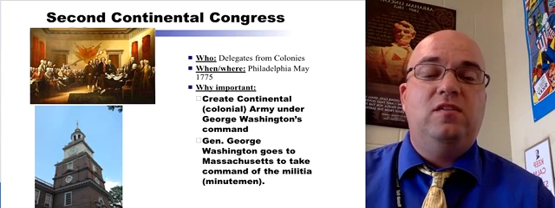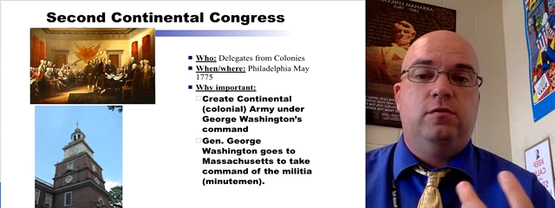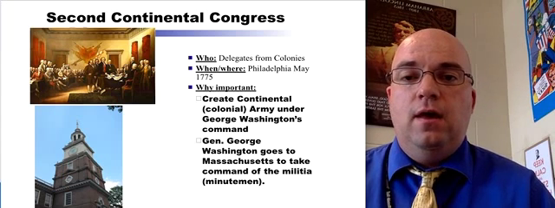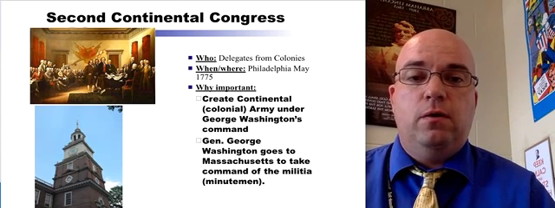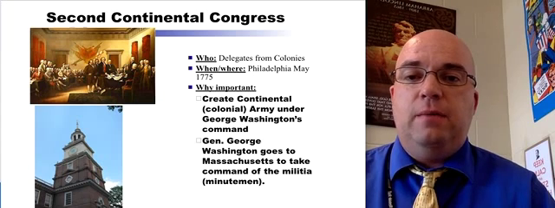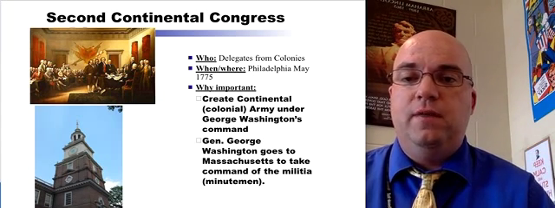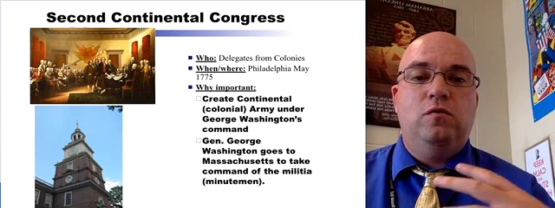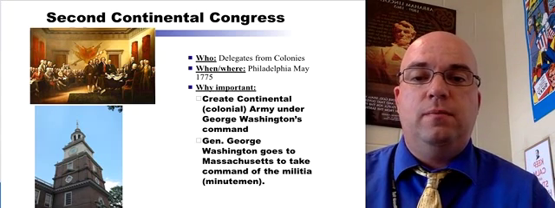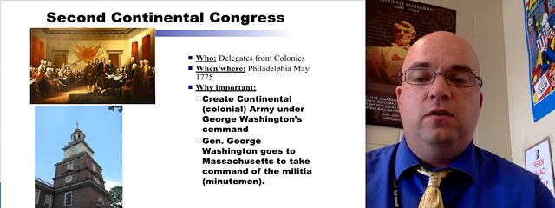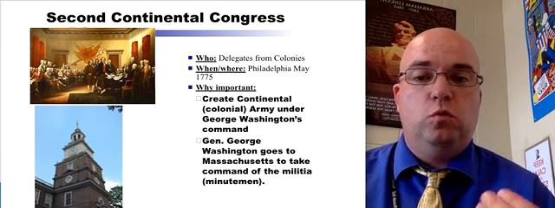So the crisis is just escalating in Massachusetts. The delegates quickly arrive back in Philadelphia, and now all the delegates will be from all 13 colonies, and they meet in May, and they basically say, we've got to take hold of the situation. They decide that they're going to take these militia and reorganize them as a continental or colonial army, and they put this under the command of General George Washington.